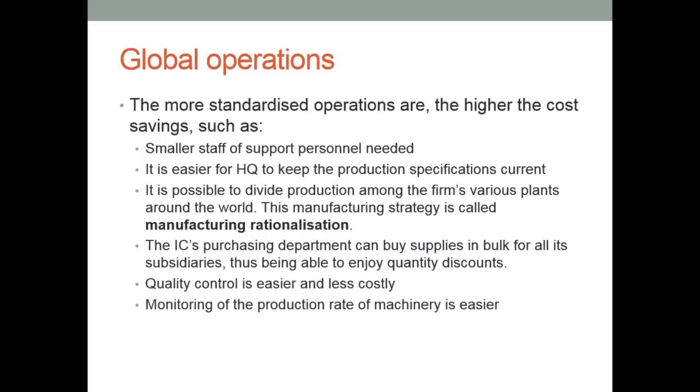Two additional points. When production equipment is standardized, quality control is easier and less costly because all subsidiaries are supposed to adhere to the same standard. And finally, monitoring of the production rate of machinery is easier when machinery is the same across subsidiaries and maintenance thereof is less costly. And with this, we've ended this unit.